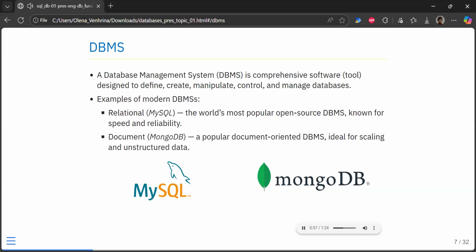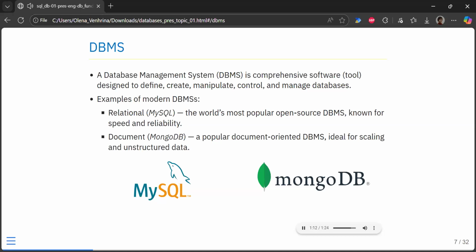There are a large number of different DBMSs based on different models. Within our course, we will focus on two main types. The first is MySQL. This is a classic relational system, SQL, the most popular open-source DBMS in the world, known for its reliability. We will perform all our practical work on it. The second, for contrast, is MongoDB. This is a popular NoSQL system that works not with tables, but with flexible JSON documents. It is perfectly suited for huge volumes of unstructured data and horizontal scaling.